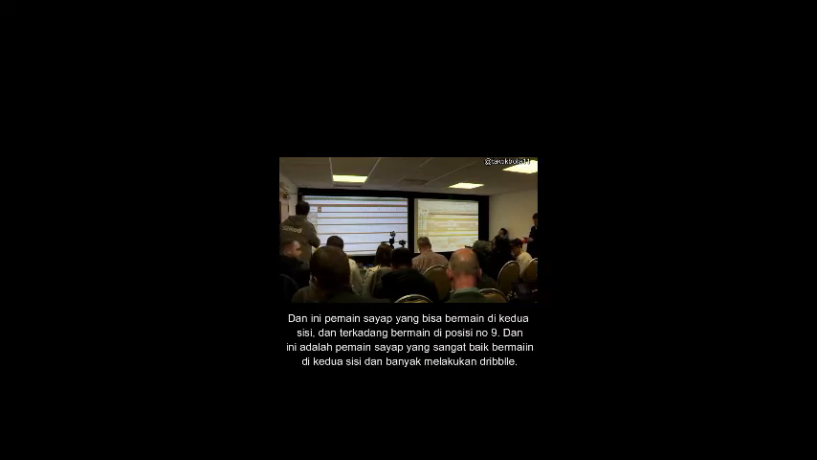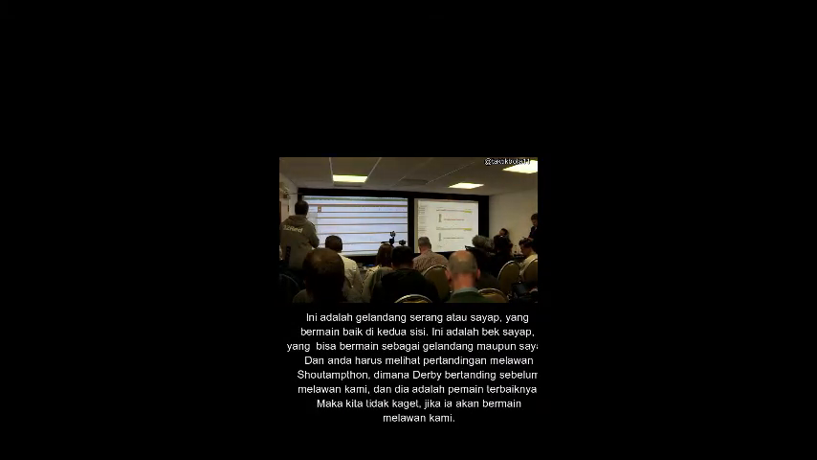And this is a winger who can play on both sides and sometimes plays as a number 9. This is a winger who dribbles a lot and is very good on the side. He can play on both sides. This is an offensive midfielder or a winger who can play on both sides. And this is an interior fullback, a fullback. He can also play in the middle and also as a winger.